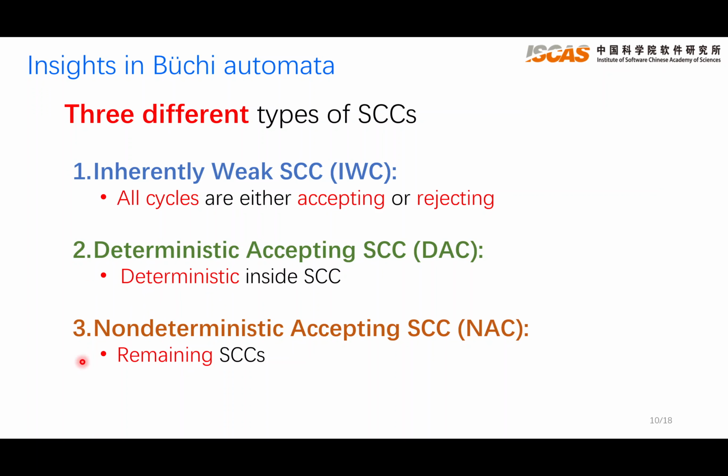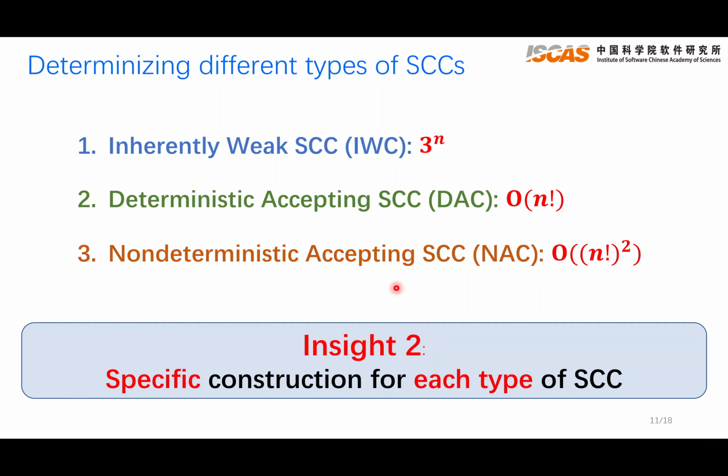And we classify all remaining SCCs as non-deterministic accepting SCC. By classifying SCCs into different types, we can determinize them with different and specialized constructions. We show that inherently weak SCCs can be determinized in exponential time. Deterministic accepting SCCs can be done in time n factorial. And for non-deterministic accepting SCCs, the complexity is the same as for general Büchi automata.